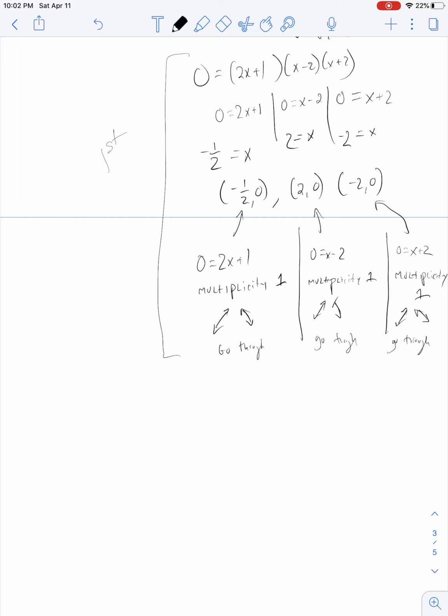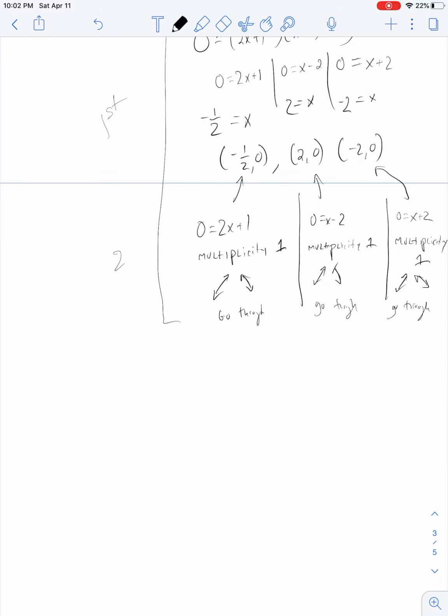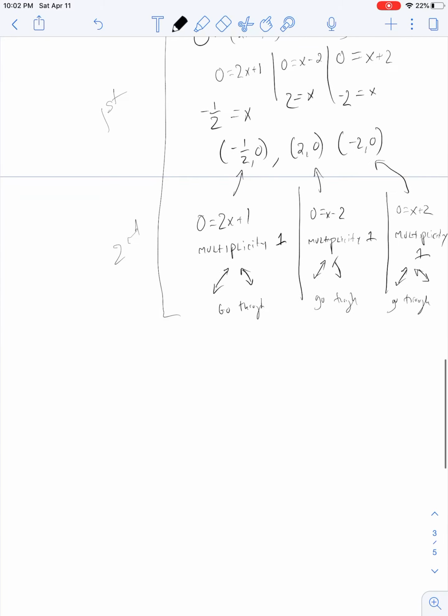Right, so this is all step number 1. Oh, and this right here, step number 2. Our problem was f of x equals 2x to the third plus x to the second minus 8x minus 4. Odd, positive, right? So that's going to look something like that.